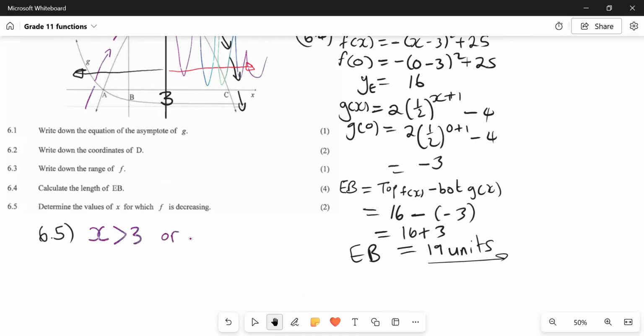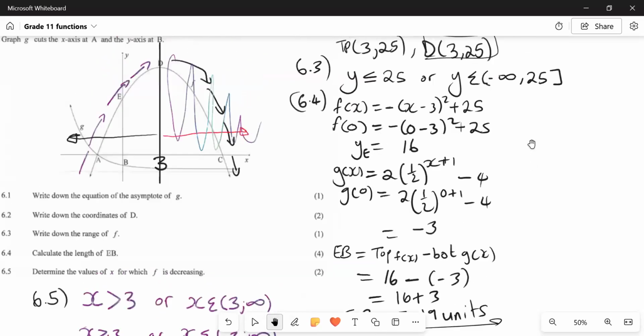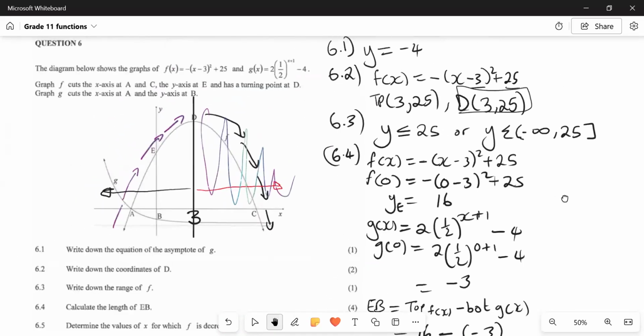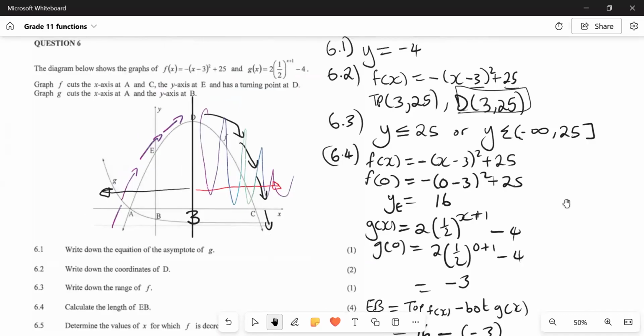or we can say x is an element of (3, positive infinity), 3 not included, right? Even if you use the solution where it is included, you will still get the marks. X is an element of [3, infinity), you will still get the marks, right? There's nothing wrong, because remember now, 3 is an actual value, so obviously we need to include it.